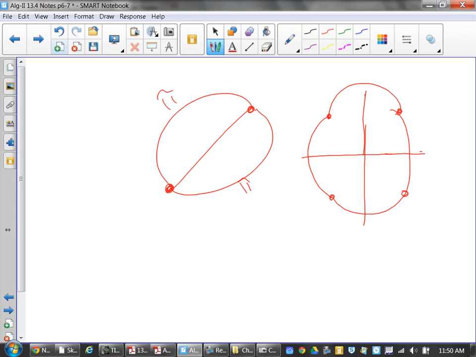Wait, which one's the general and which one's the absolute? General is where you tack on the end value. Absolute is the first one you find, however many you find within one revolution. Sometimes there's 1, sometimes there's 2, sometimes there's 4. So like it would have been pi over 3 and pi over 3. That would be your absolute.